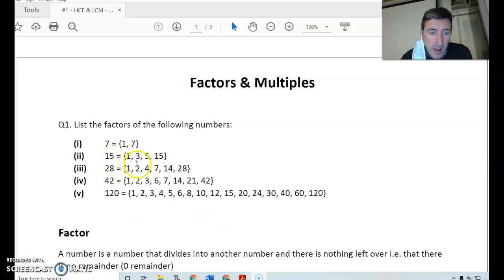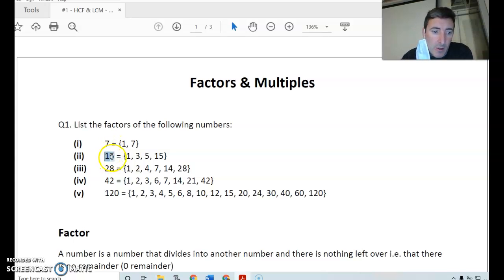So what makes a factor? Well, a factor is a number that divides into another number and there's nothing left over. That is, there's no remainder. For example, the number 7: 1 divides into it 7 times and 7 divides into it once. So they're the only two factors, and that's a special type of number. It's actually called a prime number.